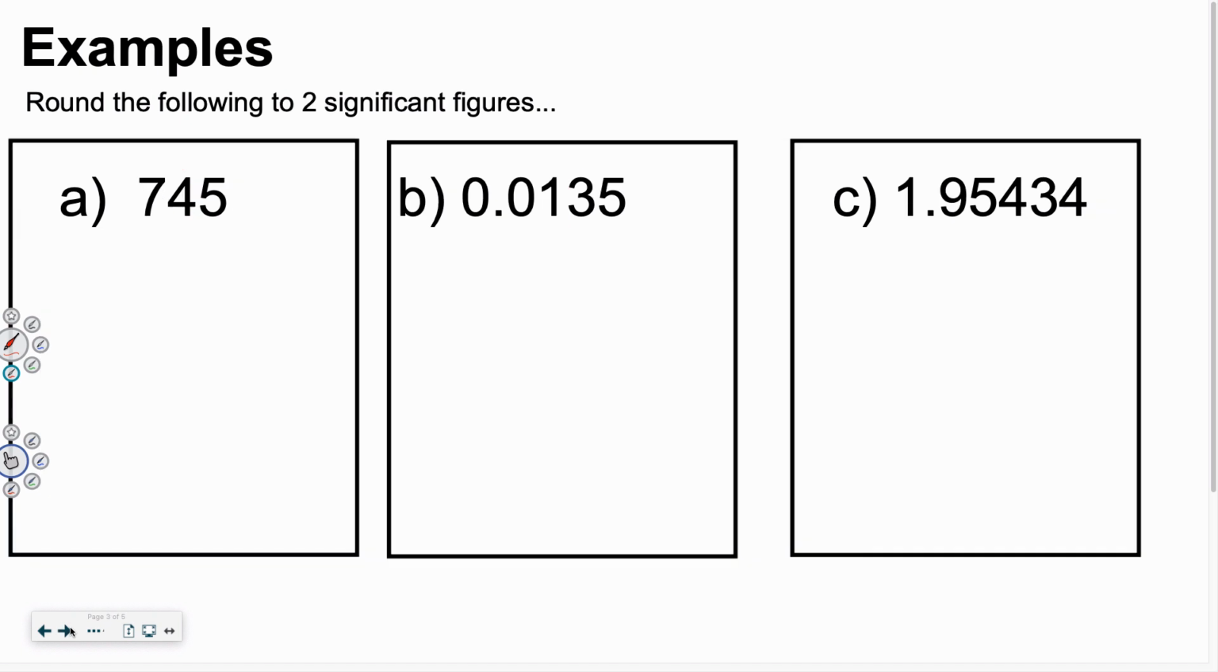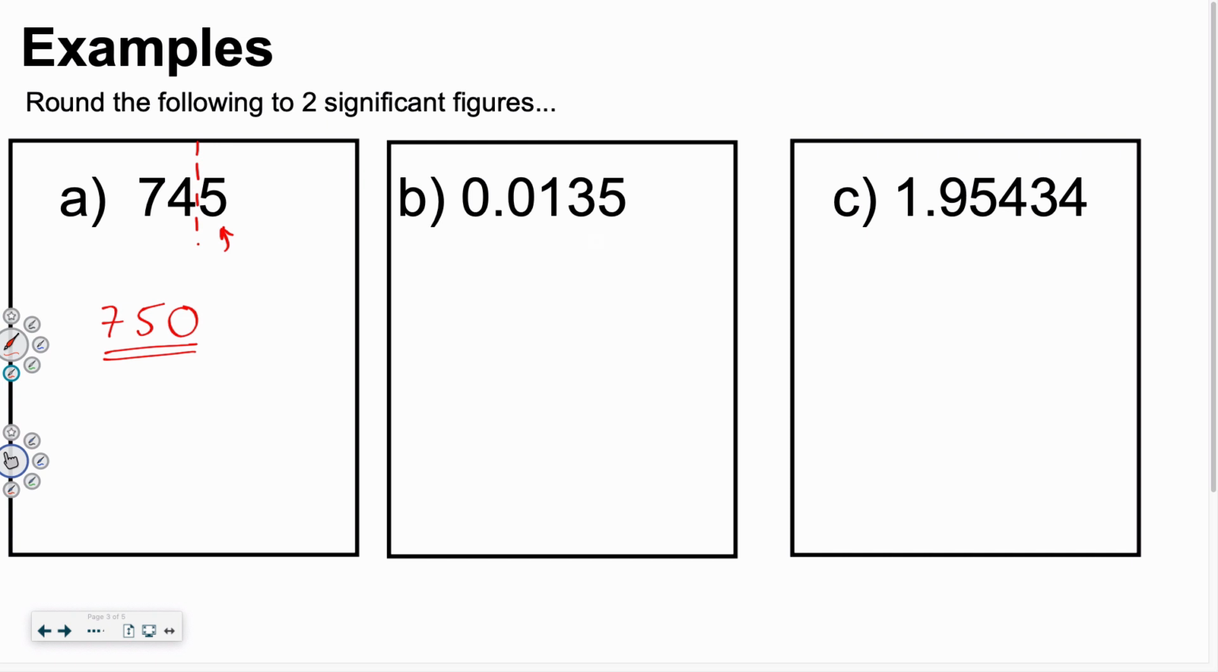Looking at some further examples, it says round the following to two significant figures. So we need to look at the first two numbers, draw our line. We've got a 5 after the line, so it's going to round the 4 up to a 5, and then we're going to have to replace the 5 with a 0 to give us 750.